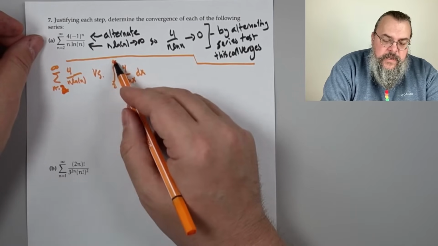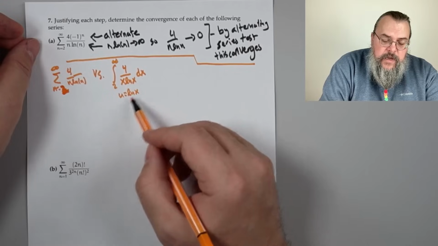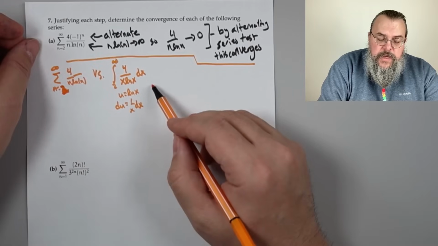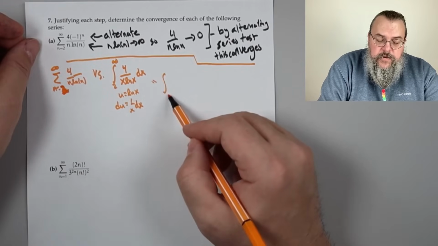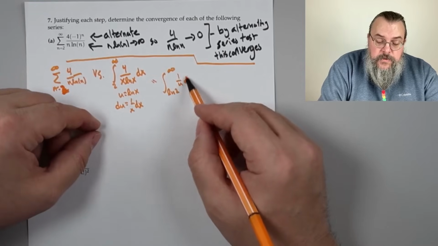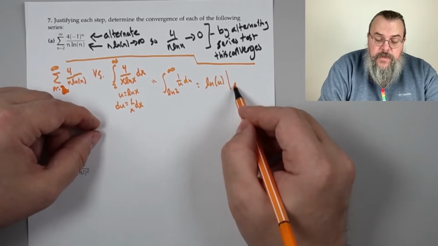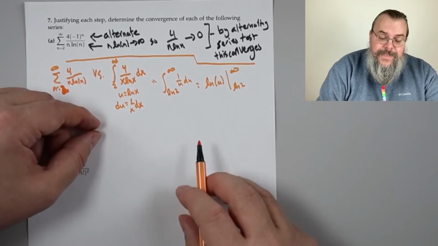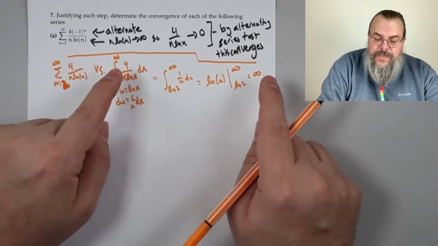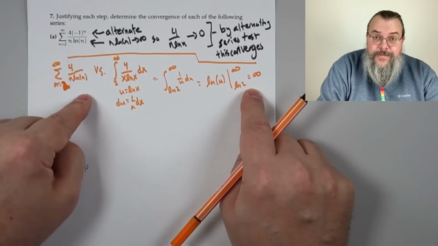from 2 to infinity. And what happens is you say, okay, u equals log x, du is 1 over x dx, and this would become the integral from log 2 to infinity of 1 over u du, which is log of u from log 2 to infinity, which is infinite. So this integral diverges. So this sum diverges.